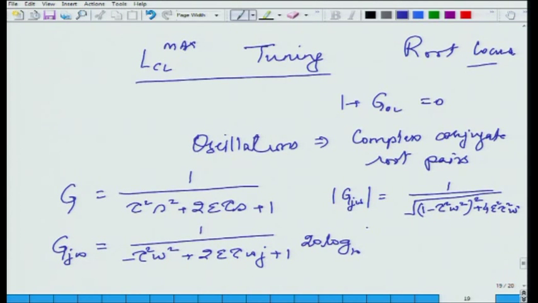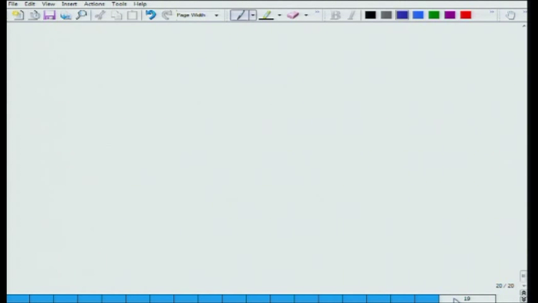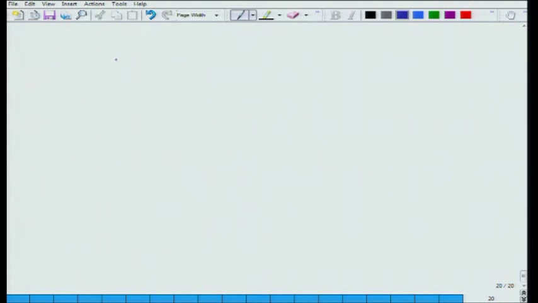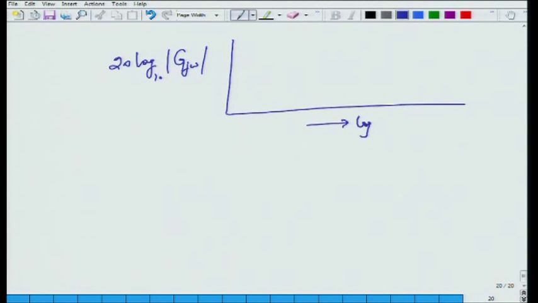Okay, so, log on base 10 of magnitude G j omega. If you plot this versus omega, what you will find is, if epsilon is, of course, an under damped system, wait a second, where 18, 19, 20, under damped system is this guy, epsilon is less than 1, I forgot to tell you that. If you plot 20, this is called the log modulus, log on base 10 of absolute value of G j omega. This is on the y axis, and on the x axis is, well, usually it is logarithm of omega.